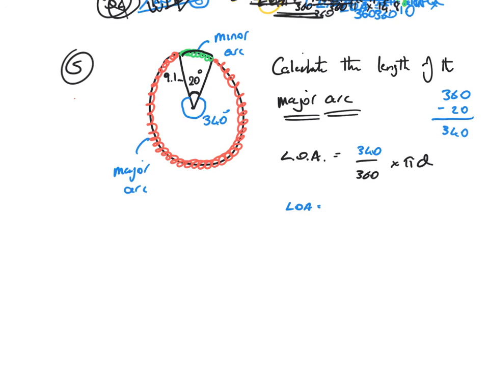So then it's 340 out of 360 multiplied by pi multiplied by the diameter. Well, we can see that the radius is 9.1, so the diameter will be double that, which is 18.2. Let's throw that in the calculator. And that will give me almost 54 bang on, so to one decimal place, 54.0 metres, final answer.